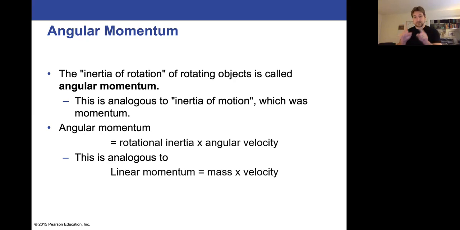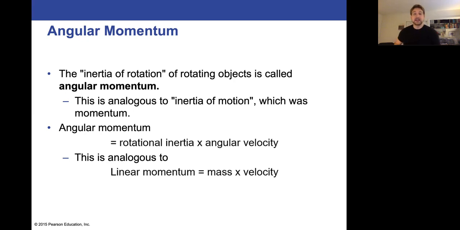Mass times velocity used to be linear momentum. Instead of mass, the inertial thing for linear motion, let's think about rotational inertia. And instead of velocity, let's think about angular or rotational velocity. So we do the inertia piece times the velocity piece, and we get the momentum piece. It works for linear, and it works for rotation as well.